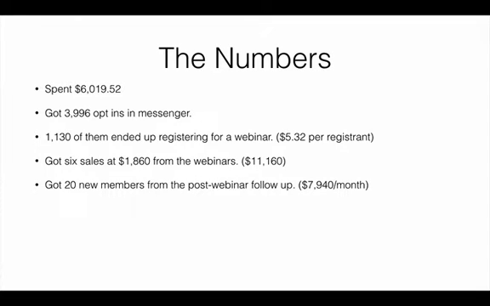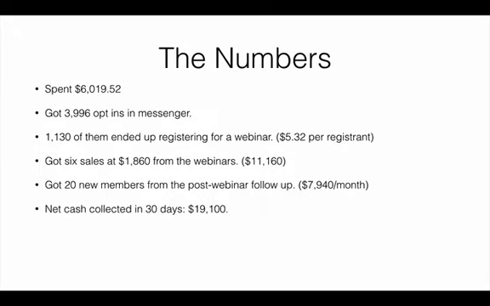And I also, and this is really important, got 20 new Inner Circle members from the post-webinar follow-up, which yields $7,940 a month in recurring revenue. And that's really what I care about. All right, so even if we looked at just those numbers, just the 20 new members, I'm already in the black. I spent $6,000 and I got $7,940 already, and that's monthly. But of course, we also had the webinar funnel do its magic, and I got another $11,000 from that. So I'll take it, right?